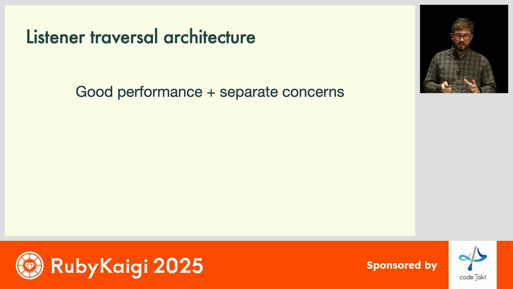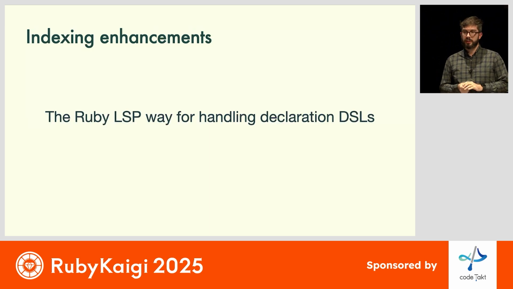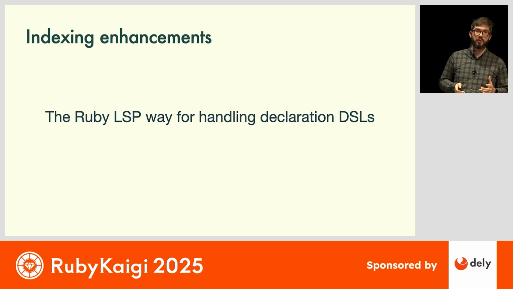Okay, so now we are ready to start taking a look at how to handle DSLs and the new APIs that we are exposing. The first one is going to be declaration DSLs. We call this API indexing enhancements. Indexing is the process of discovering every single declaration in a code base. Since this type of DSL mutates which declarations are available, then it is contributing to the indexing process of the Ruby LSP.